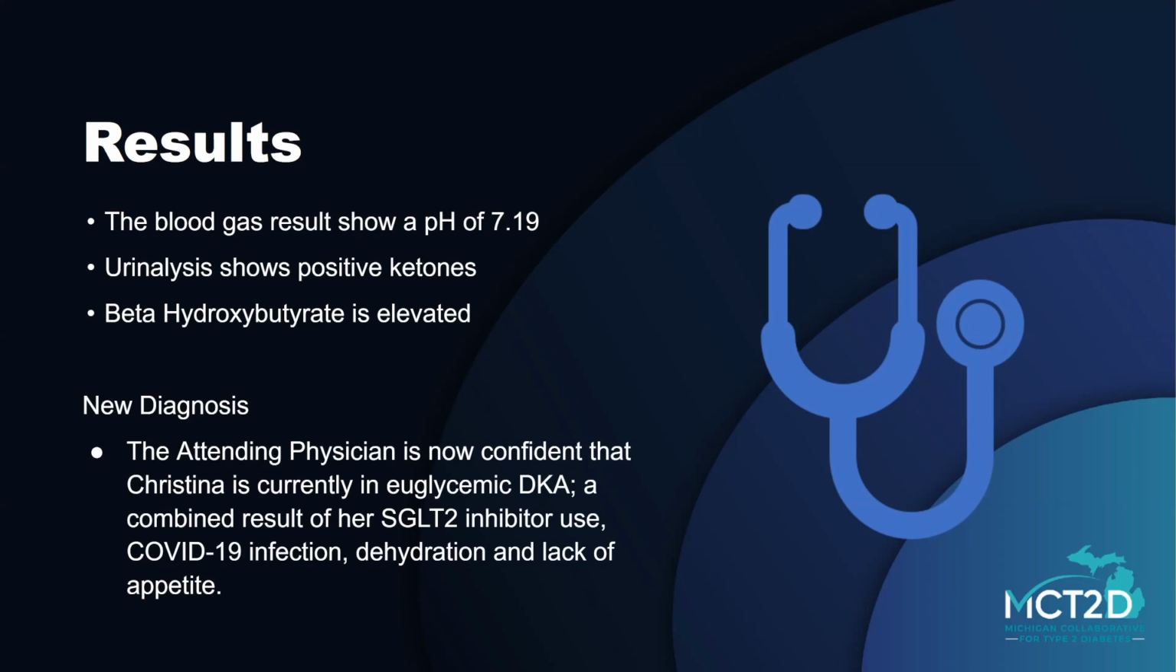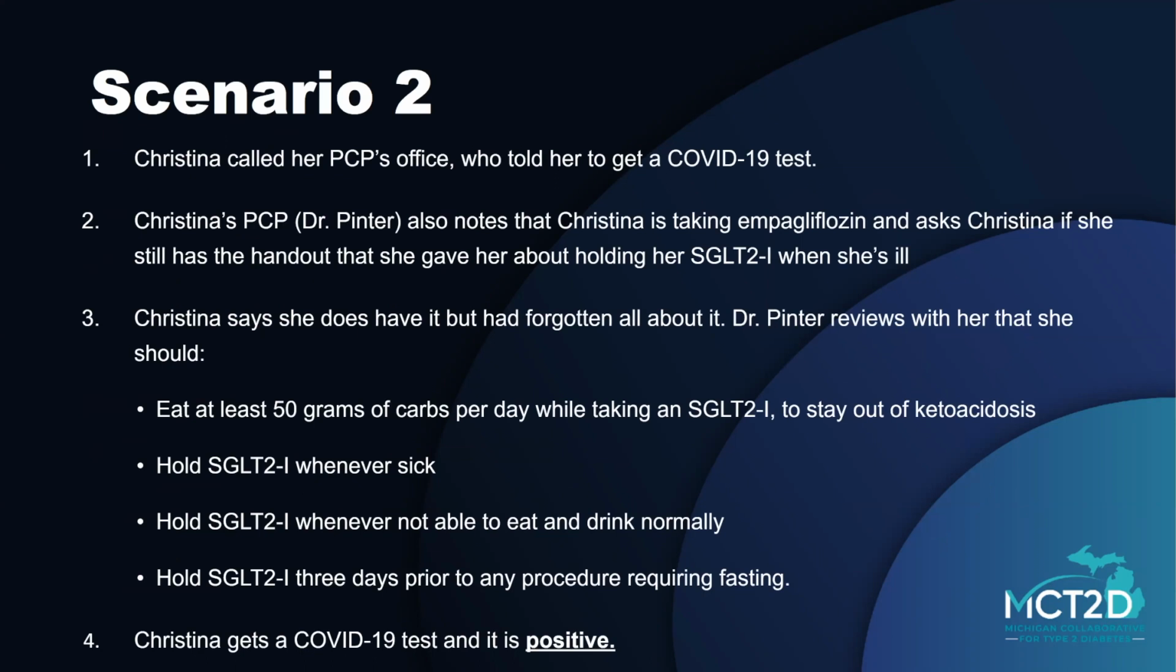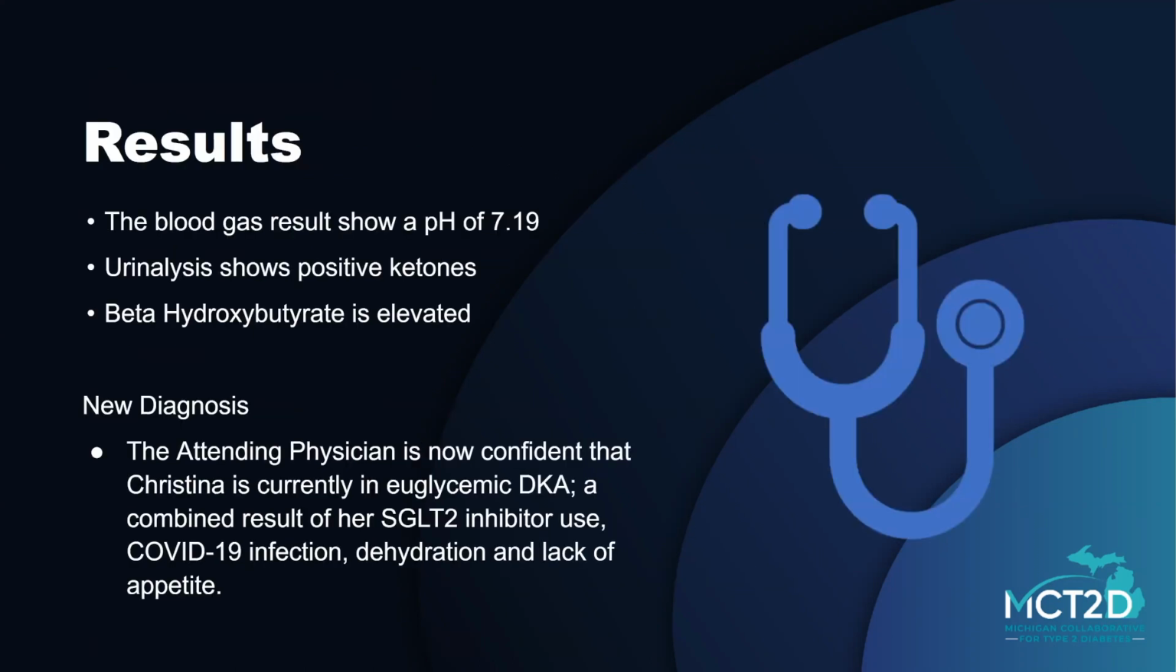And that's probably the combined result of her SGLT2 inhibitor use, her COVID-19 infection, dehydration, and a lack of appetite and not eating for several days. All of those things together dramatically increase the risk of euglycemic DKA. So instead of discharging her and sending her home, he admits her, gets her hydrated, stops the SGLT2 inhibitor, and makes sure she stabilizes before he discharges her home.